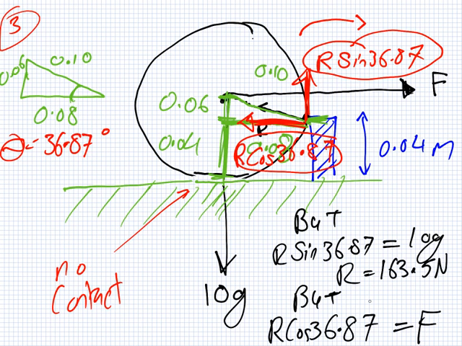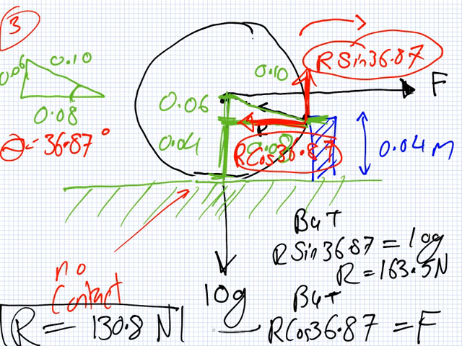Where is 0.06? Here to here. So here's our answer, R equals 130.8 newtons. I thought you already found R. Sorry? No, F. That's an F, not an R. F equals 130.8.